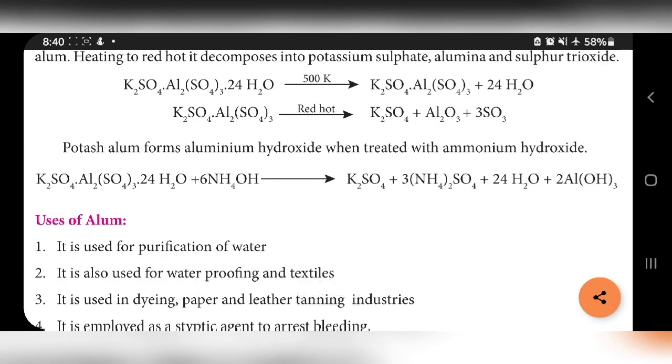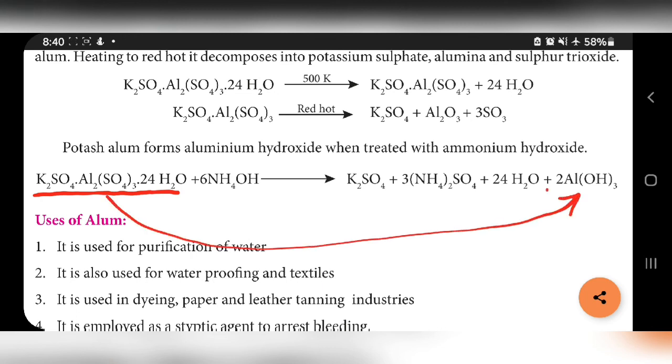Potassium alum forms aluminum hydroxide when treated with ammonium hydroxide. Potassium alum, that is K2SO4 Al2(SO4)3 dot 24H2O. Potassium alum forms aluminum hydroxide when treated with ammonium hydroxide.